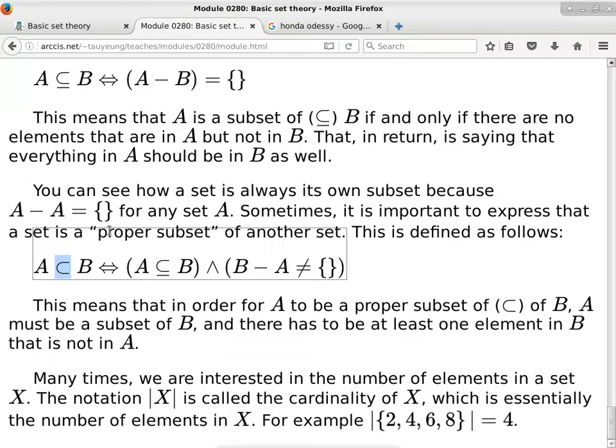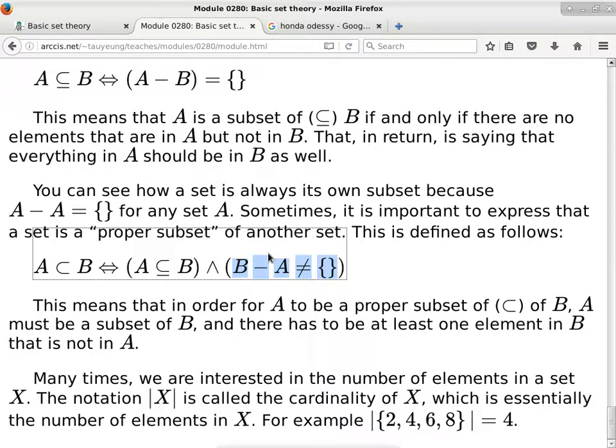So in the case of a proper subset, A is a proper subset of B if and only if, once again we are reusing this symbol here to say that A first has to be a subset of B. But there's one more thing. We also want to make sure that there is something in B that is not found in A. So B has to be bigger. It has to contain elements that A does not have.